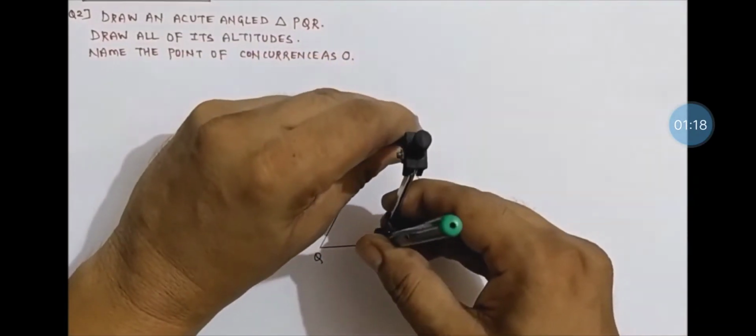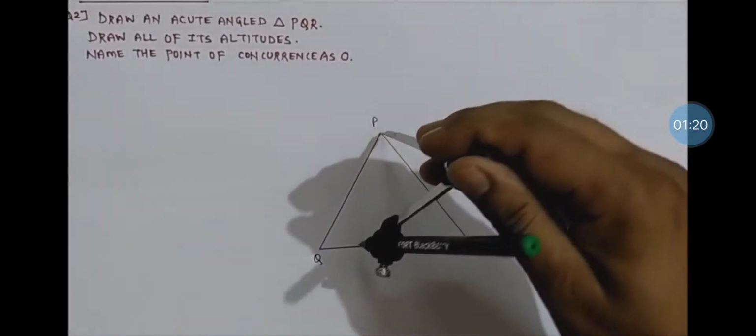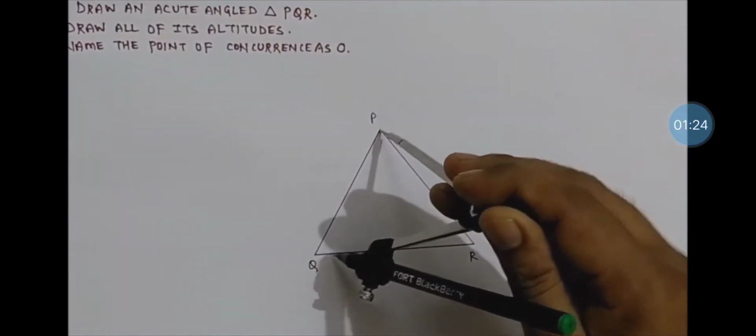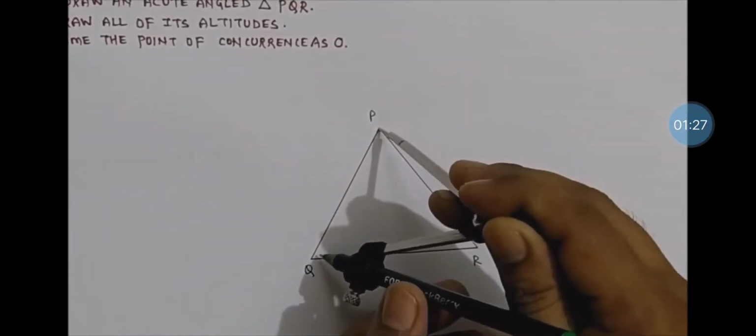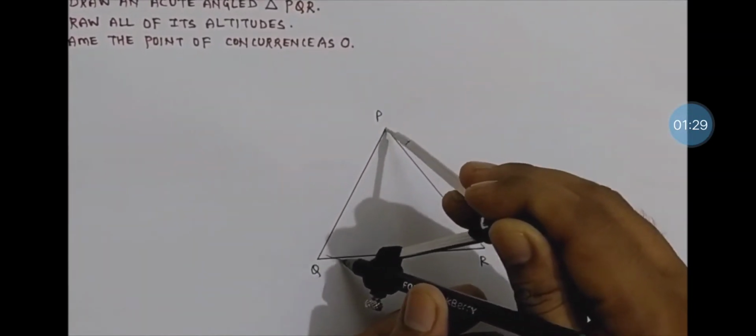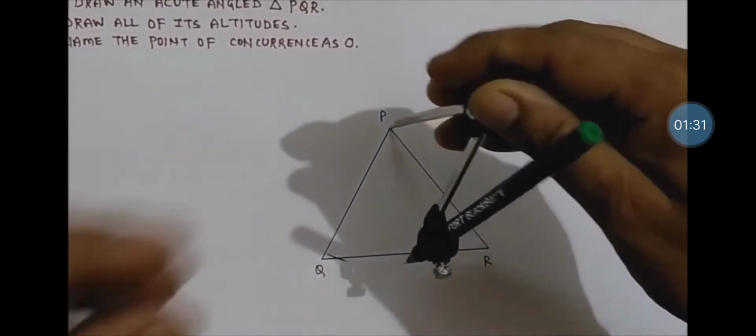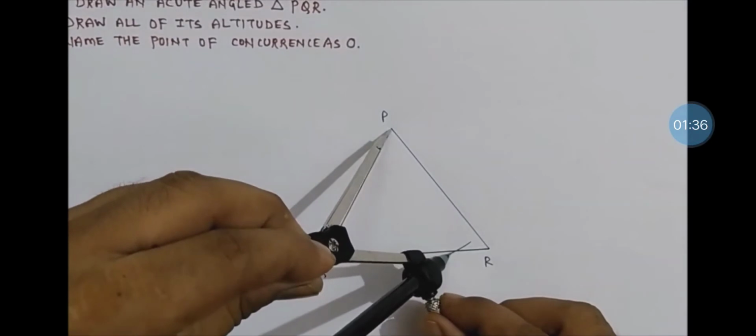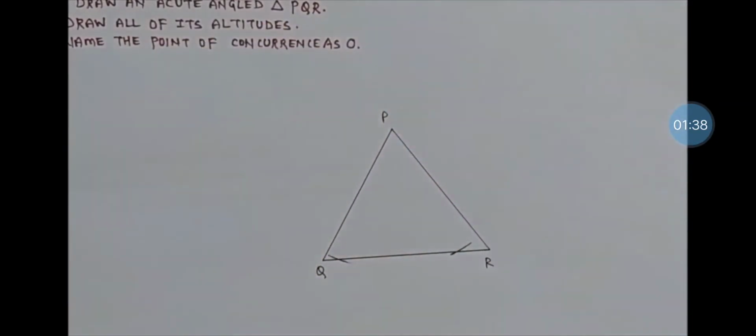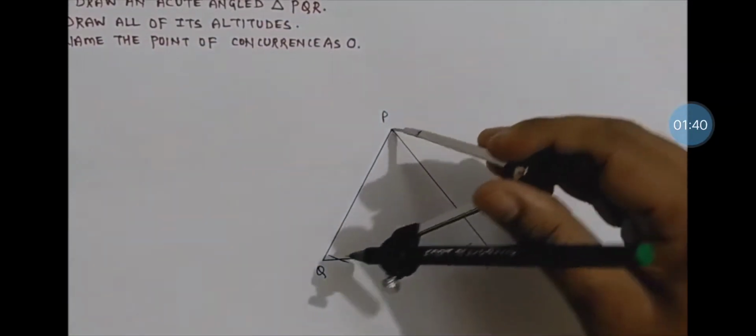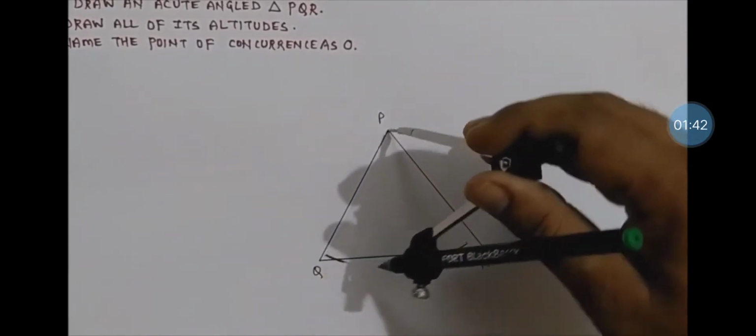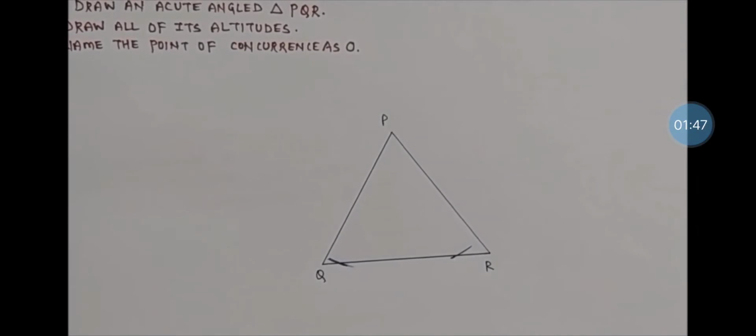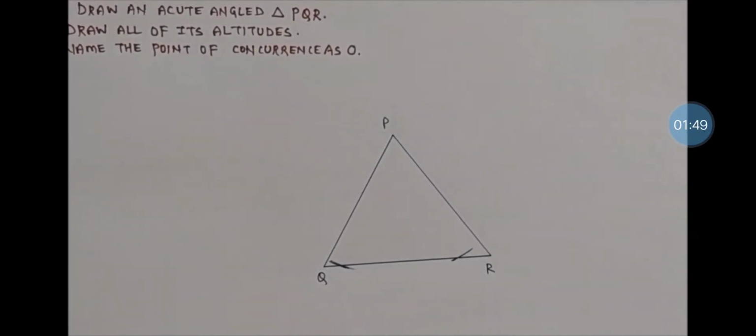Now open your compass like this such that you get two arcs on the line QR. Okay, like this. Once again I am repeating, you have to open the compass such that you get two arcs on the base, that is on QR, the opposite side of that vertex.